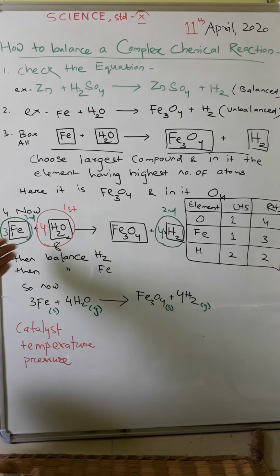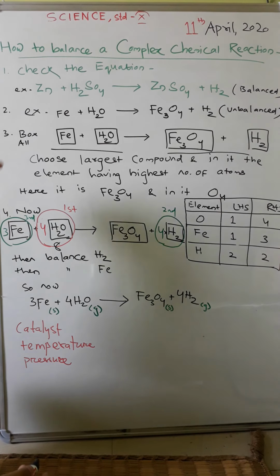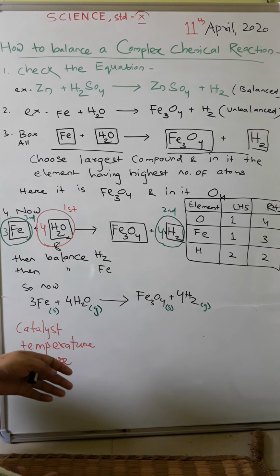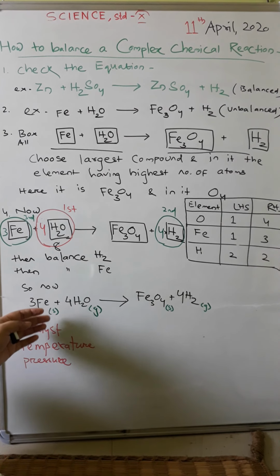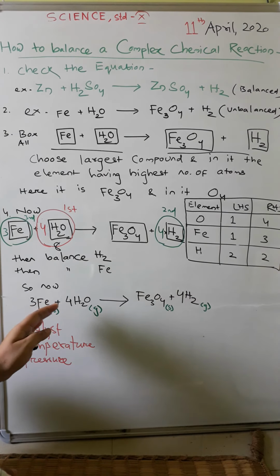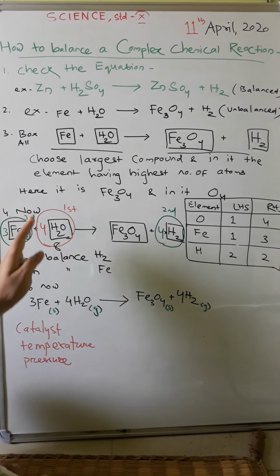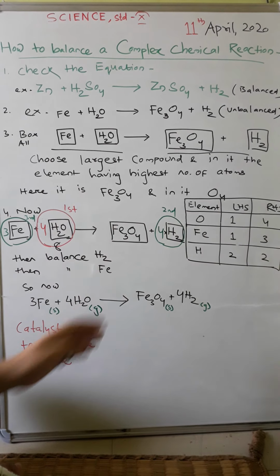We do all this balancing because every chemical reaction follows the law of conservation of mass. We have already studied in class 9 the law of conservation: mass is neither created nor destroyed. The mass of all the reactants will always be equal to the mass of all the products.